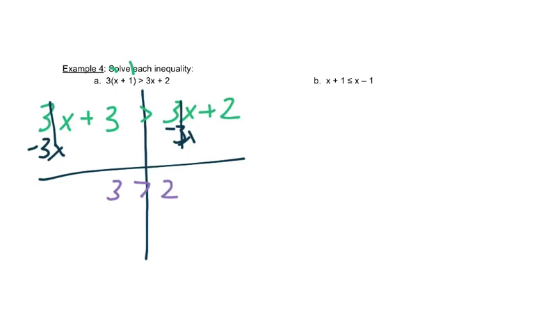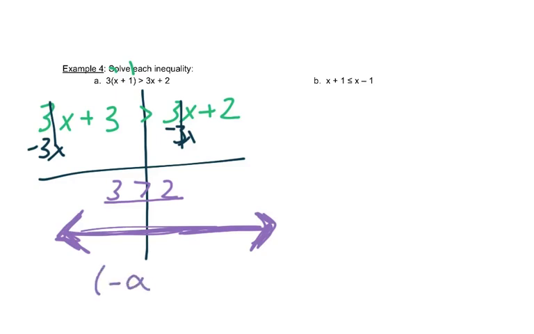There's no x in there, which means that any x in the world that we wanted would work in this problem. So it would be everything, the whole entire graph, because any x you stick into this problem is going to make it true, because 3 is always bigger than 2. So negative infinity to positive infinity, everything in the world will make that problem true.